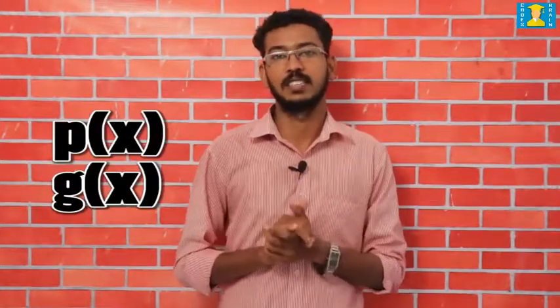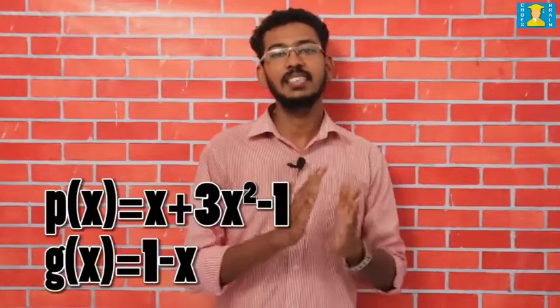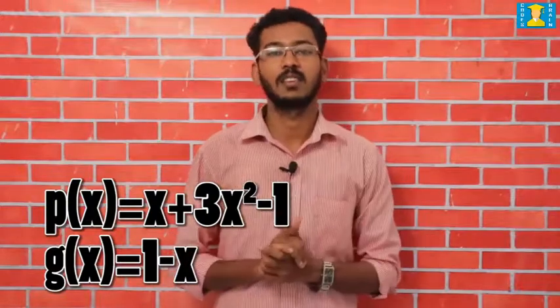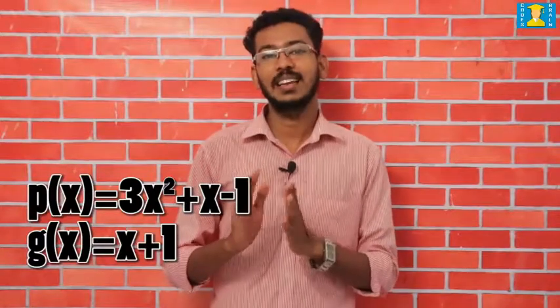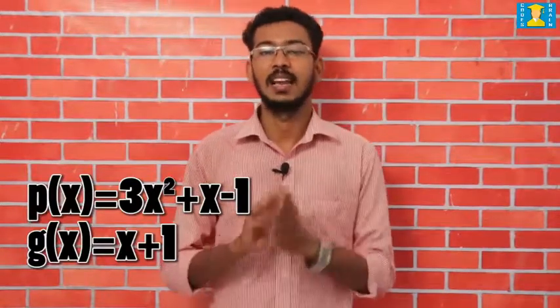Remainder theorem can be explained easily by a problem. Divide p of x by g of x, where p of x is equal to x plus 3x square minus 1 and g of x is equal to 1 minus x. This problem can be easily solved by the following steps. For the first step, we should write the dividend p of x and divisor g of x in standard form. That is, p of x is equal to 3x square plus x minus 1 and g of x is equal to x plus 1. That is, arrange them in descending order of degrees.